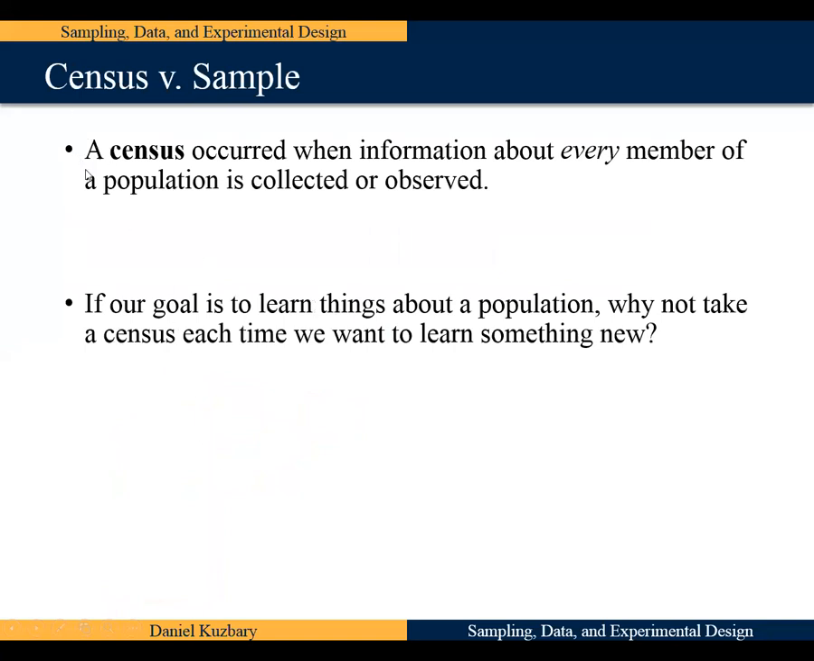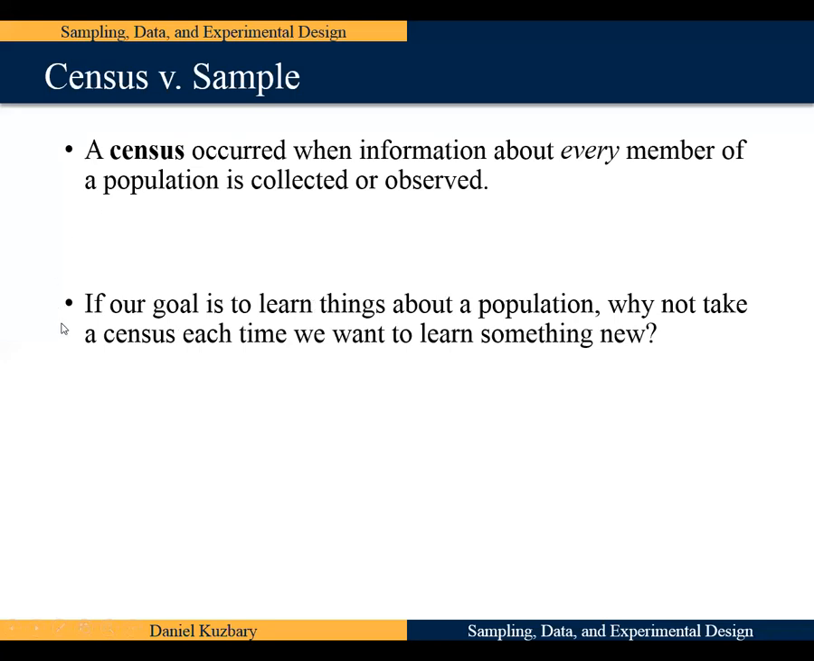Let's look at a kind of flip side term. There is a way to actually know things about every single member of the population. And when it comes to the people in America, we call this a census. So a census occurs when information about every member of a population is collected or observed. We do this, I think, every 10 years because the Constitution tells us to. So it is a thing. And so, for instance, if you want to know the age of every single person in the country at one time, you can take a census, or the government will.